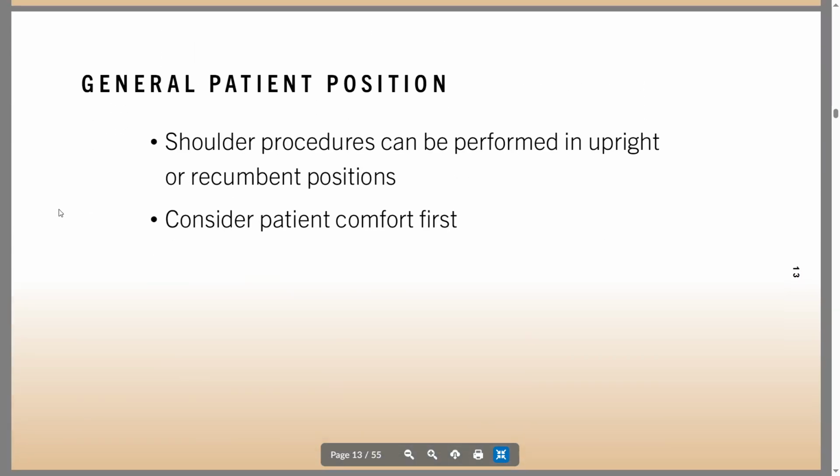Remember that any of the procedures that we're doing for this week can be performed upright or supine. But most of the time you'll be performing them upright unless the patient comes in on a backboard or is in such a traumatic state that they can't really stand.